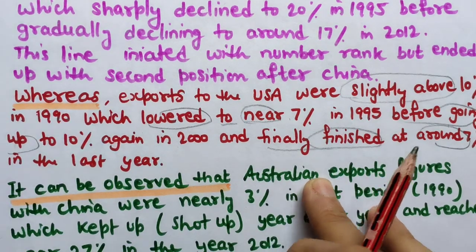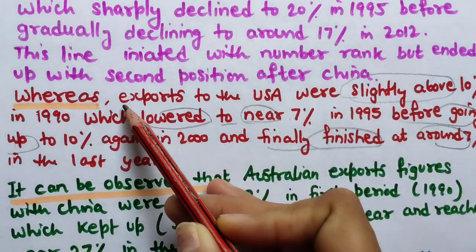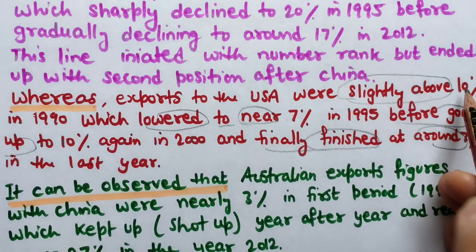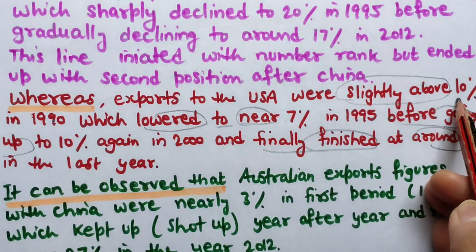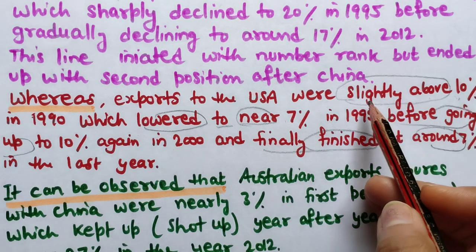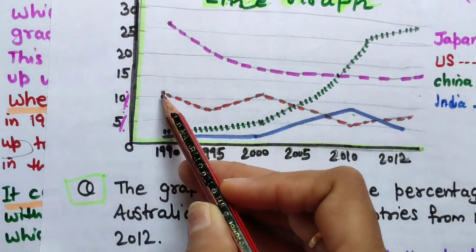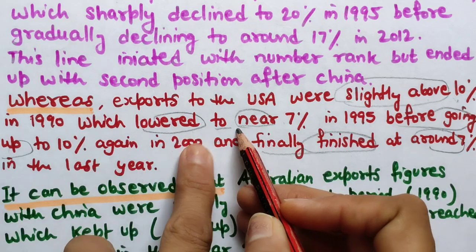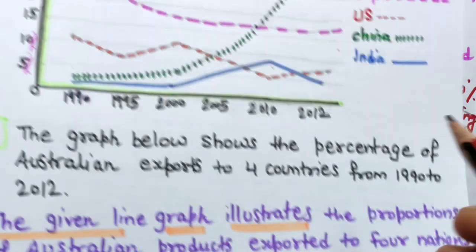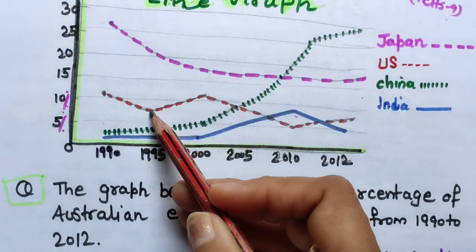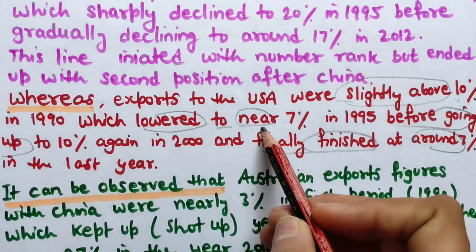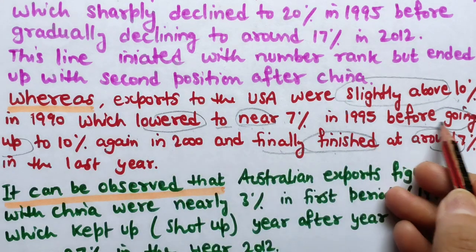See this, I have just circled it. Whereas exports to the USA were slightly above. When we are not sure about the percentage or the figures, that it is just 10 or something else, we can just write this is just above. So we will write slightly above 10%, which lowered to near 7%. Near means it is not exact 7%, it is between 5% and 7%. So we can just write lowered to near 7%, finally finished before going up.